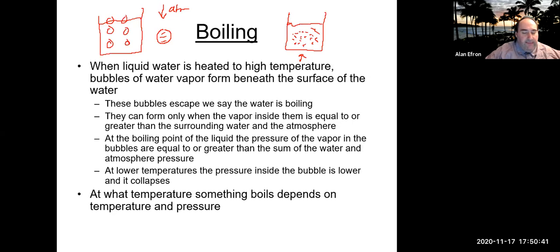So at what temperature something boils does depend on temperature and pressure, and we'll see a little bit of that effect a little later on in this chapter when we look at the relationship between temperature and pressure and things like normal boiling points. This usually occurs at the boiling point, and that is the same temperature where we go from liquid to gas and gas back to liquid.